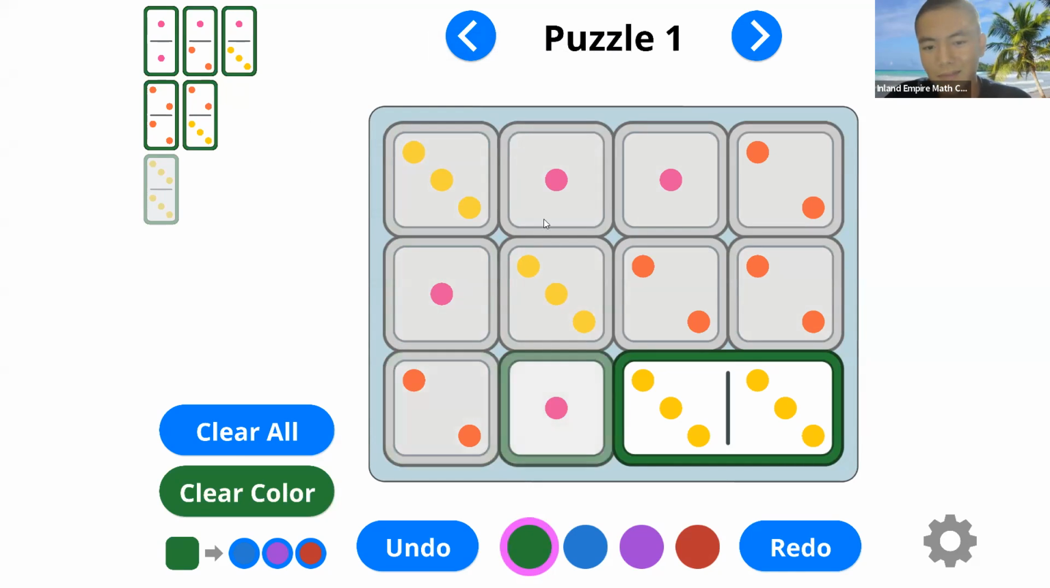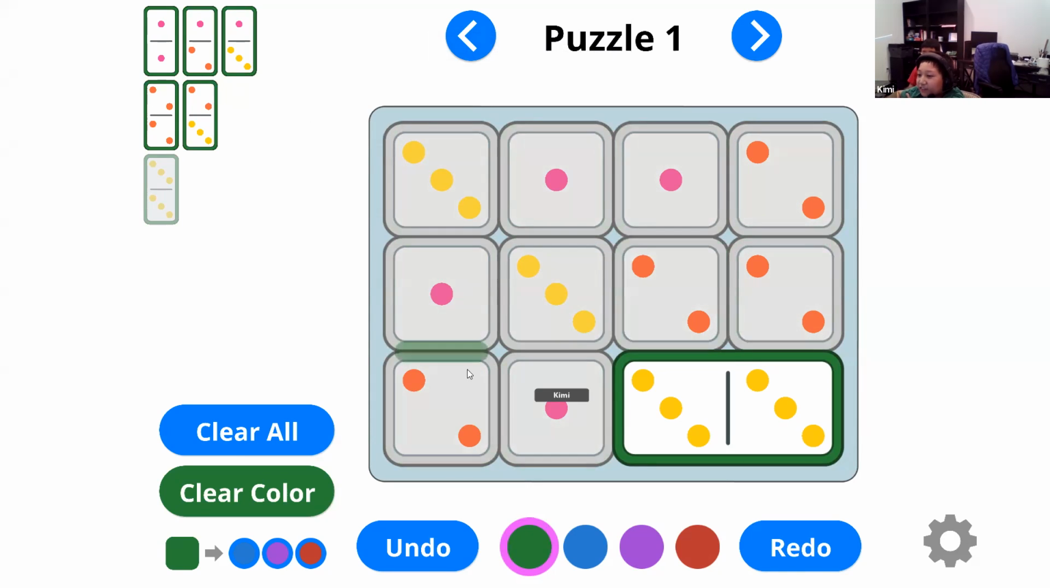Which piece should I use? You guys tell me, I'll annotate the pieces. These two, I would say.